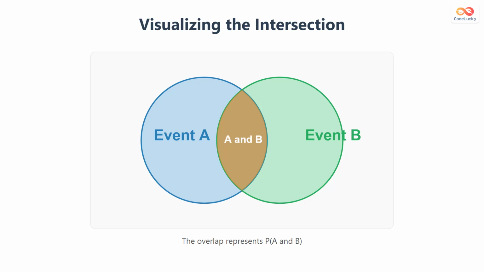Let's visualize this with a Venn diagram. Normally, we look at the entire universe of possibilities. But in conditional probability, we focus only on the intersection of A and B. We want to know how much of A falls inside the circle of B.